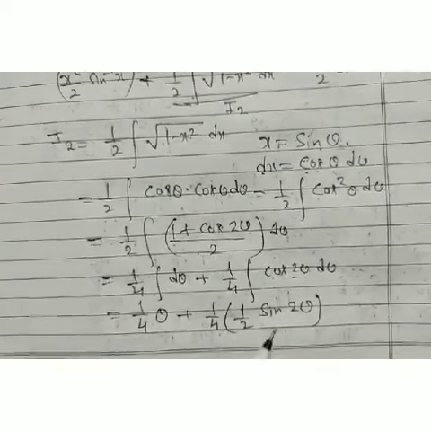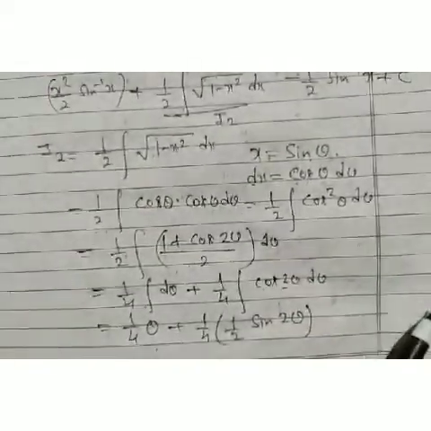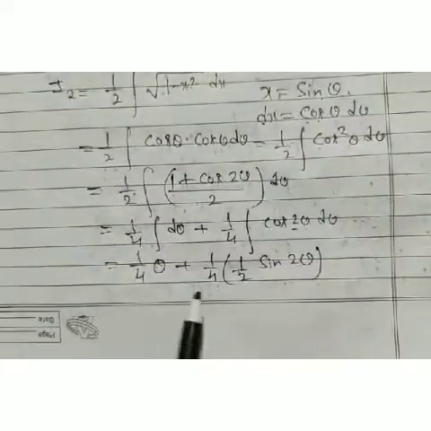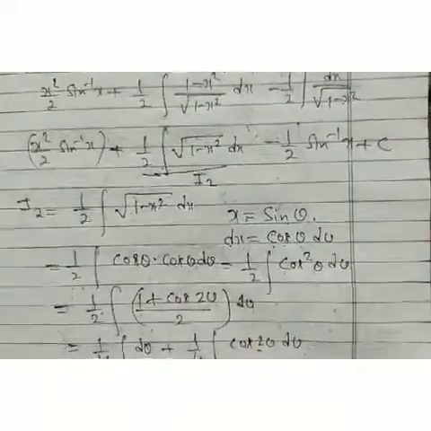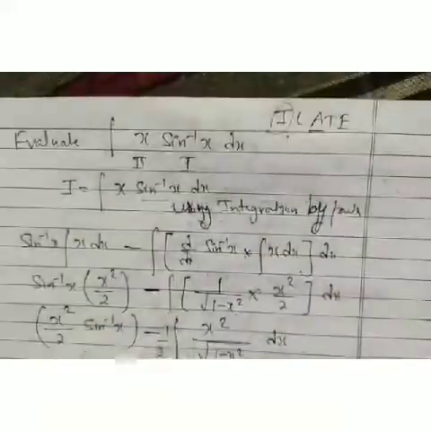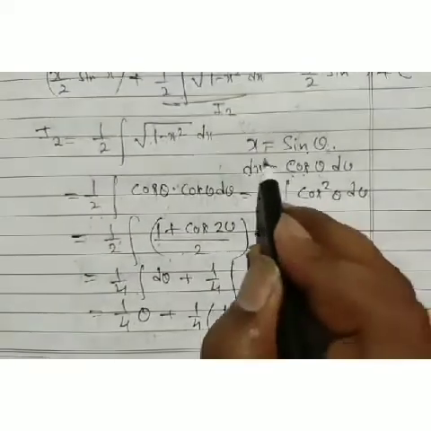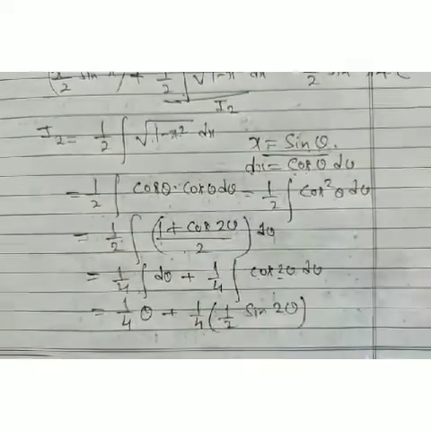I'm not going to use plus c there because we already have plus c here. We are just going to solve this integral value. Now what we have is 1/4 theta plus 1/8 sine 2 theta. Now look, we have to convert because the original problem is in terms of x. After getting these values, we have to convert them in terms of x. Now look, x equal to sine theta, then theta is sine inverse x.